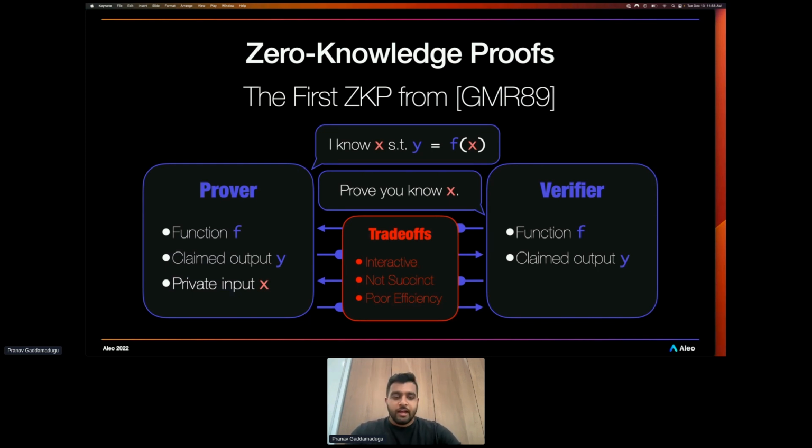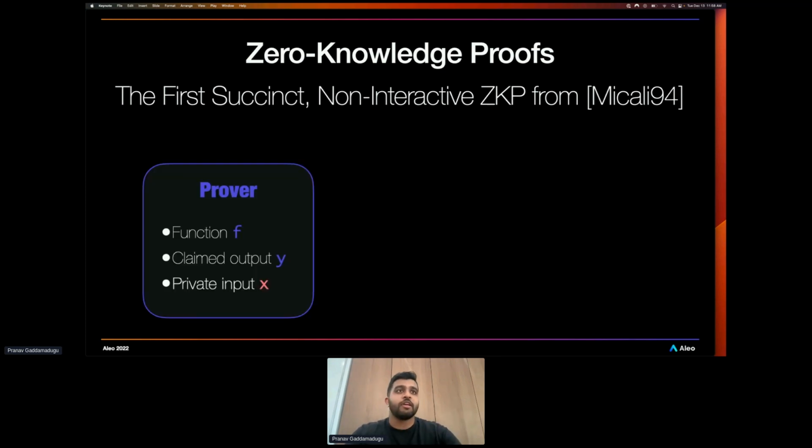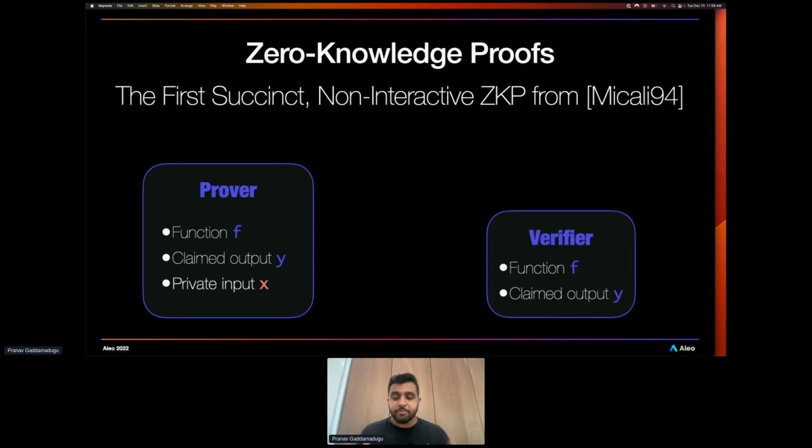So if we fast forward a couple more years into 1994, we actually get the first succinct non-interactive zero-knowledge proof. And in this protocol, this makes some improvements on these problems that we saw before. So in the same way, you have your prover, and then you have your verifier, except your verifier here is much smaller in the sense that it doesn't require as much compute to do verification, which is why we have it in a smaller box here.